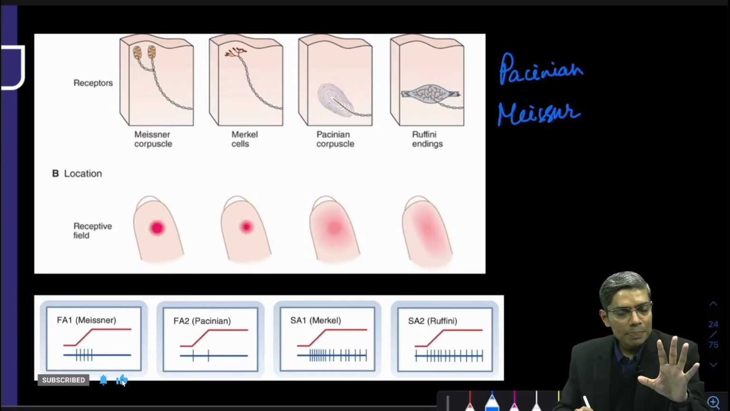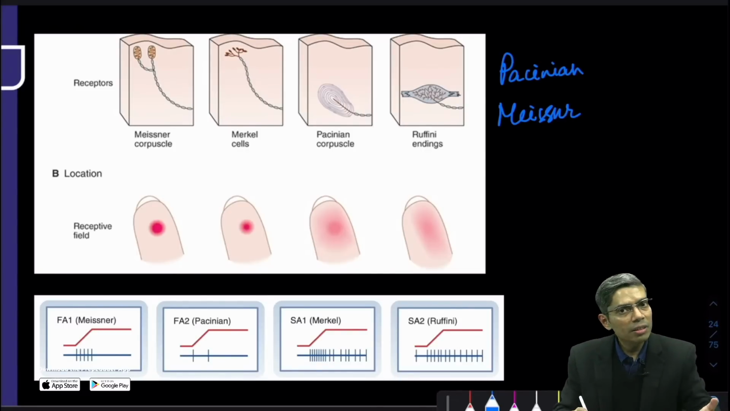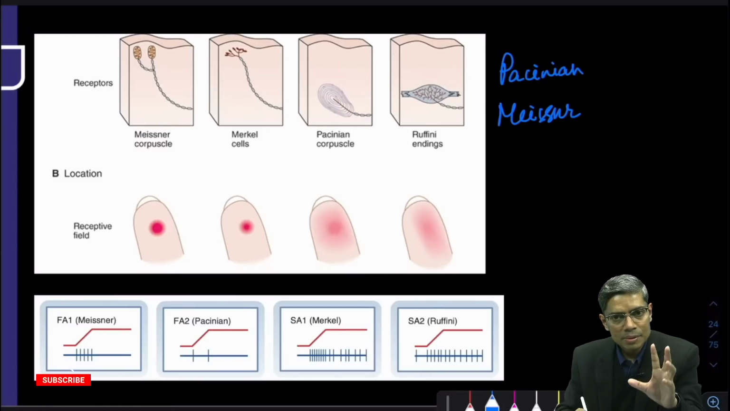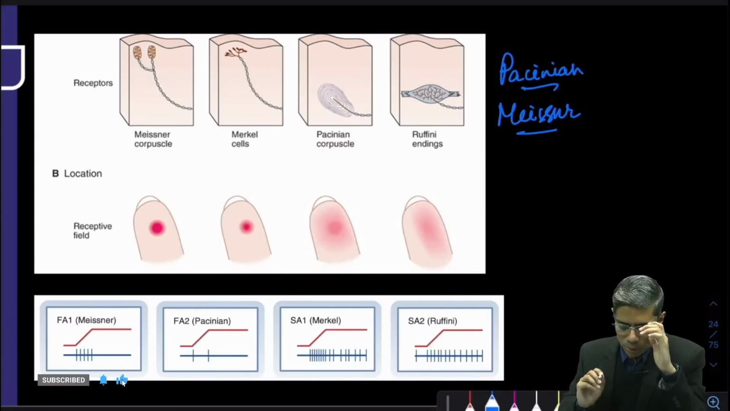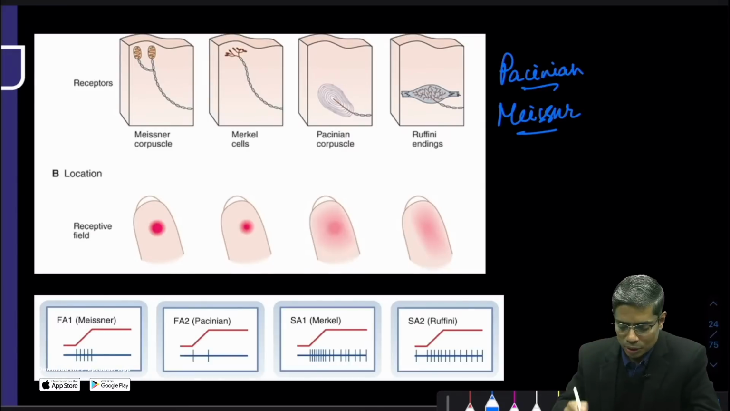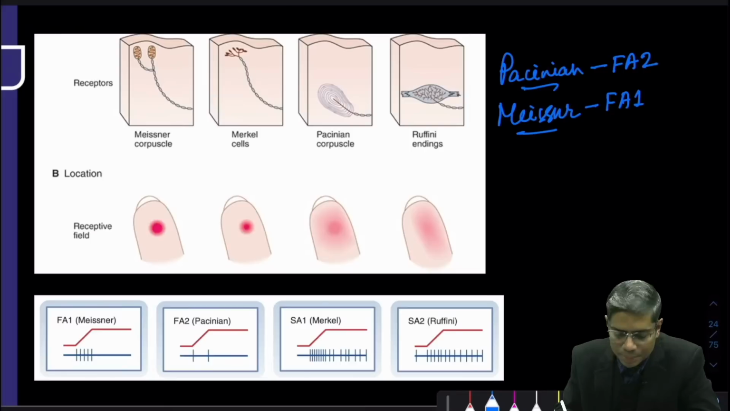Now rapidly adapting receptor is RA or FA, fast adapting receptor, right. But whether it will be FA1 or FA2, that 1 or 2 is determined by the receptive field. If the receptive field is smallest, then it will be 1. If the receptive field is large, then it will be 2. So between Pacinian and Meissner's, if you look, Pacinian corpuscle has a larger receptive field and Meissner's has a small one. So therefore Meissner's is known as FA1, and Pacinian is fast adapting or rapidly adapting receptor 2.